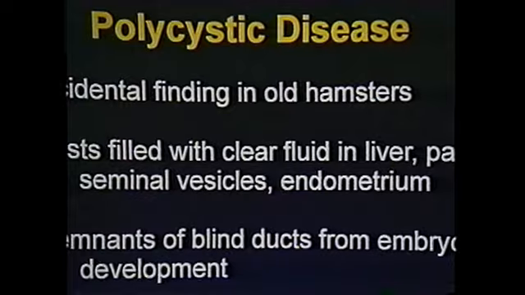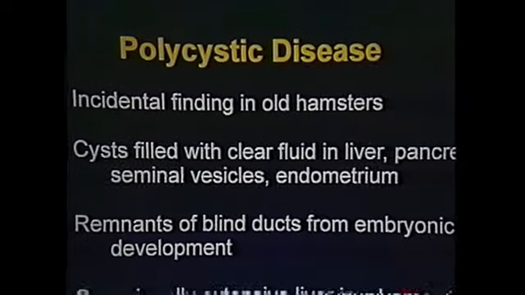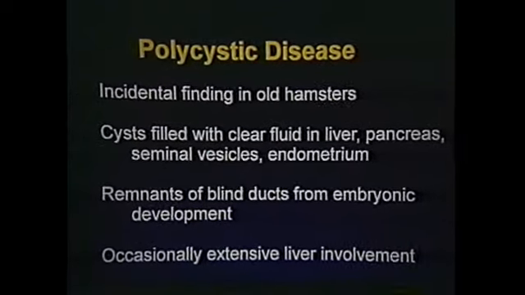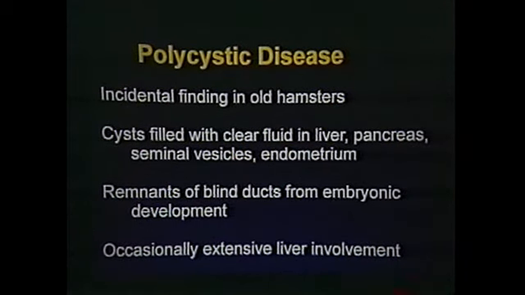So polycystic disease, usually an incidental finding, clear cysts found in the liver, possibly the pancreas, seminal vesicles, and occasionally the endometrium, and these appear to be blind ducts from embryonic development, and occasionally extensive liver involvement. Polycystic disease in the hamster.